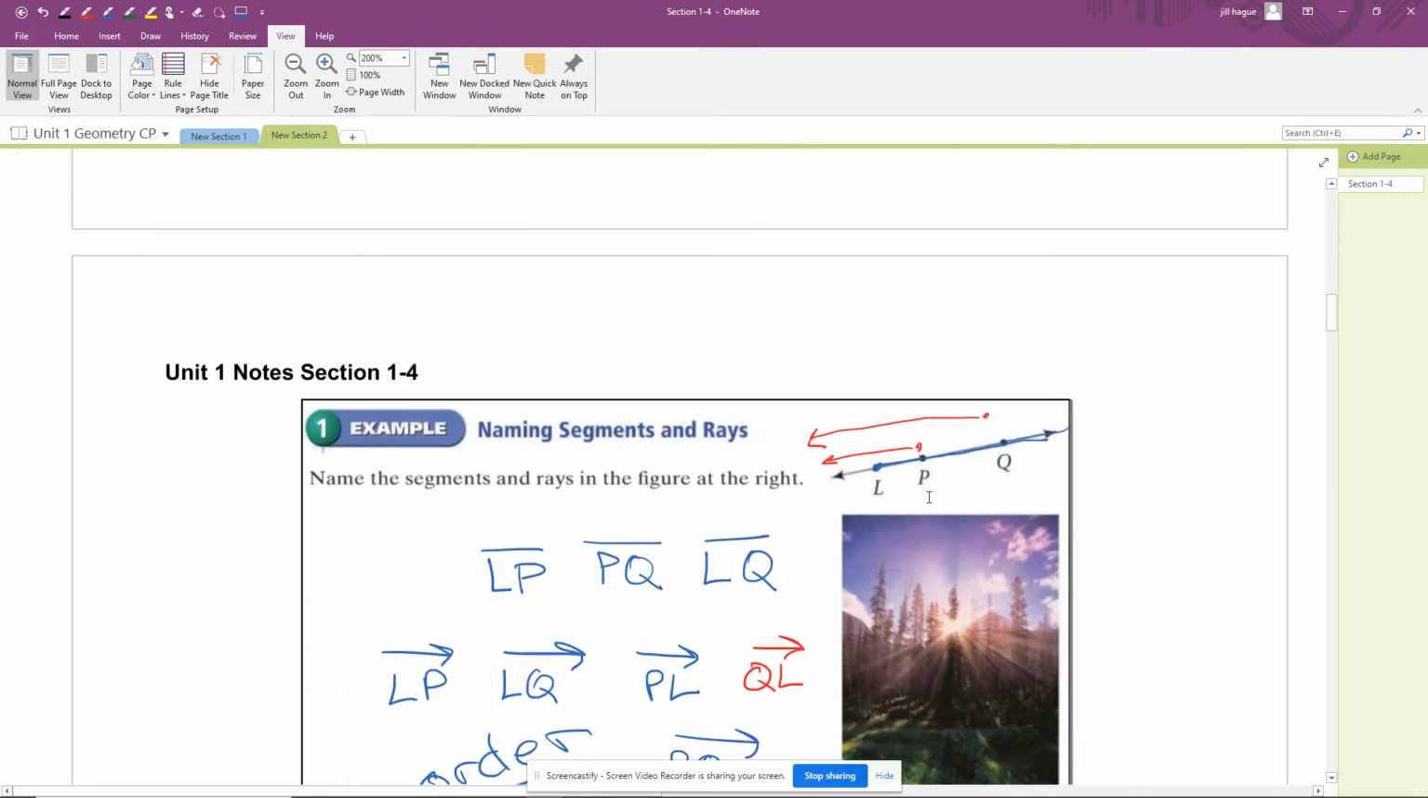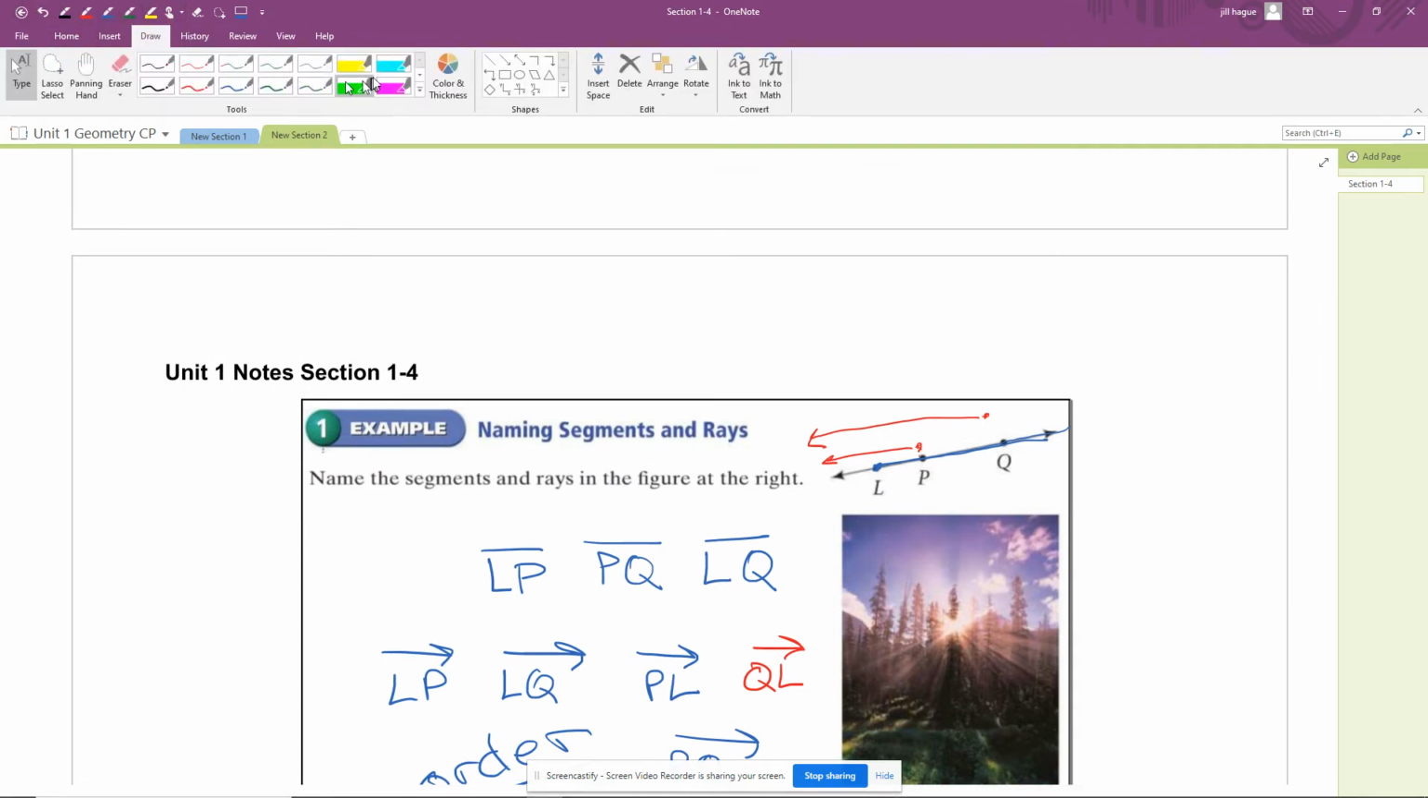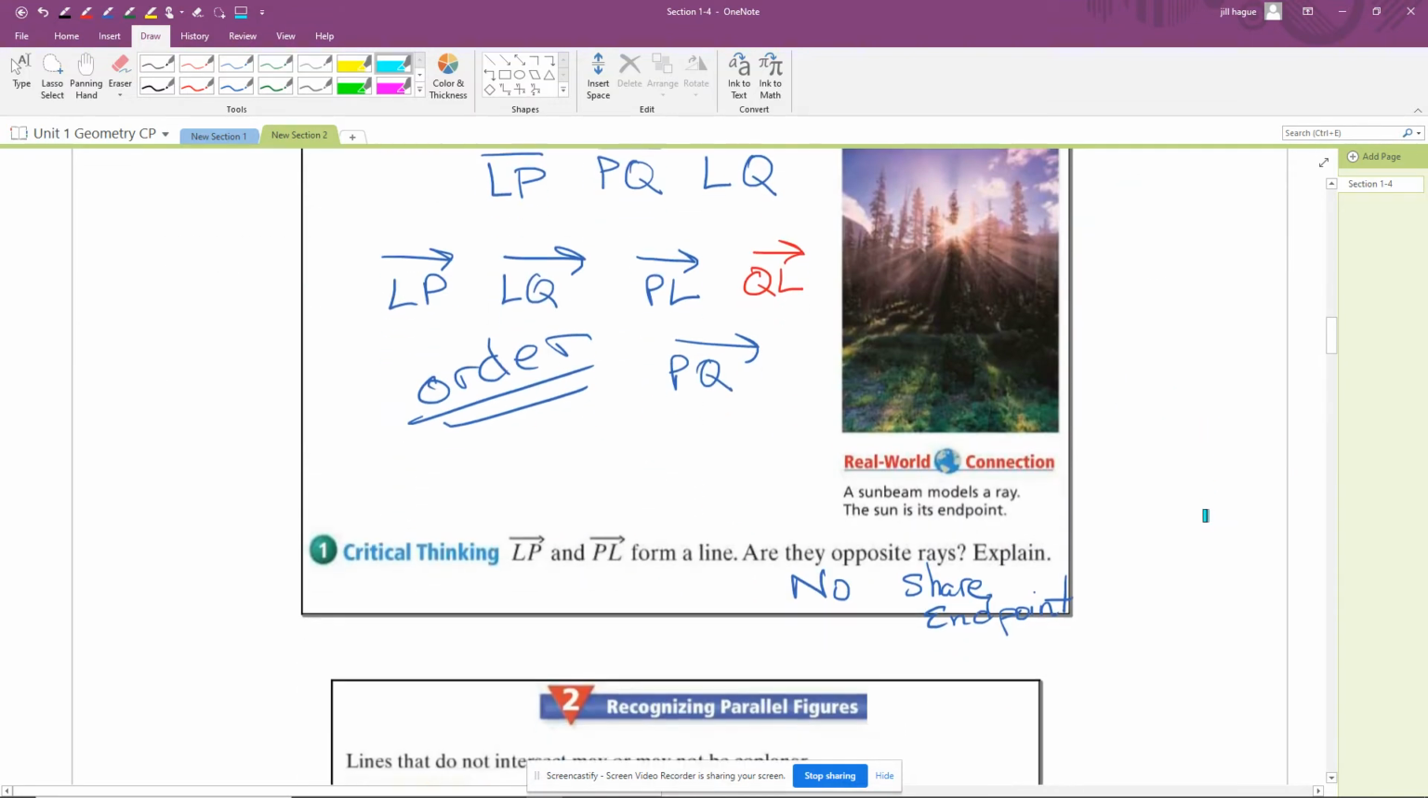So LP and PL, let me do them out for you. LP goes this way. PL goes that way. So they form a line, but they do not share an endpoint. This one has L, this one has P. That's why they're not opposite rays. Opposite rays on this one would be like PQ and PL. Those would be opposite rays. So hopefully that makes sense.